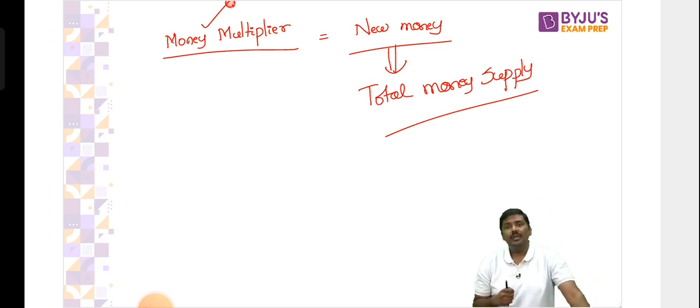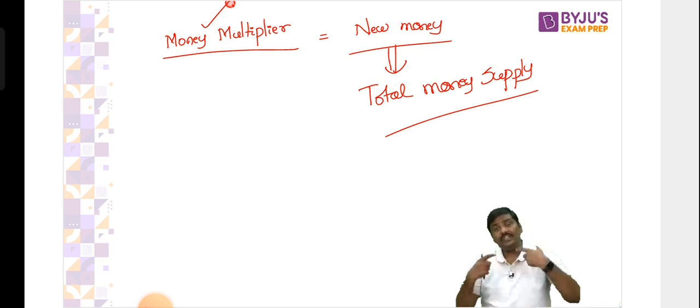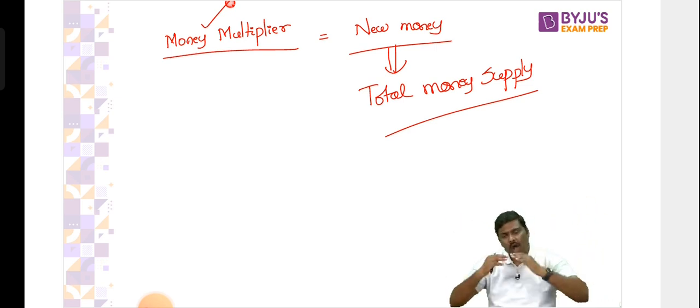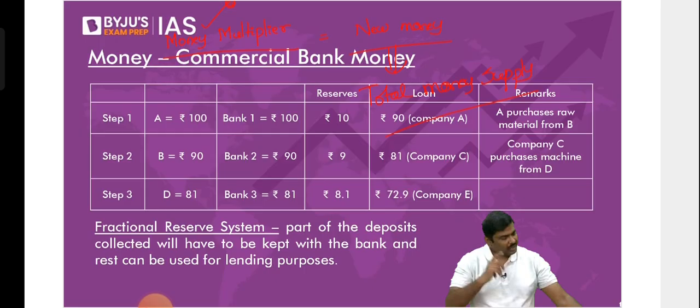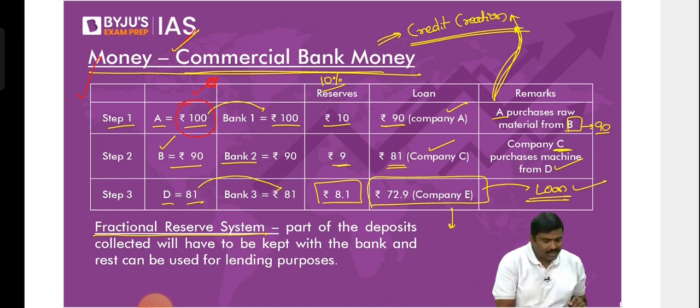I'll repeat the statement here. If RBI prints 100 rupees and supplies it to the economy, that 100 rupees will come into the system. As a result of this 100 rupees, because the banking sector is involved, how much is the change in the total money supply? How many times will the money supply increase in the economy? Let me prove it to you. RBI has printed only one currency note. Imagine this is the only currency note in India. 100 rupees is the only currency note.